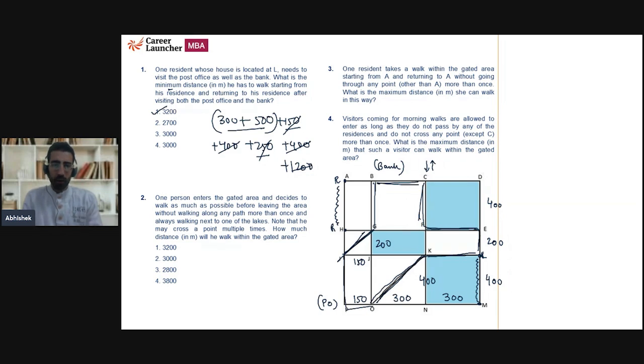If you want to minimize, you want to use these as many times as possible, the shortcuts essentially. And yeah, because you have to go to the post office and the bank, the only way that would then make sense is the way we have used it. So that's your answer. Surely that's your answer. 3200.